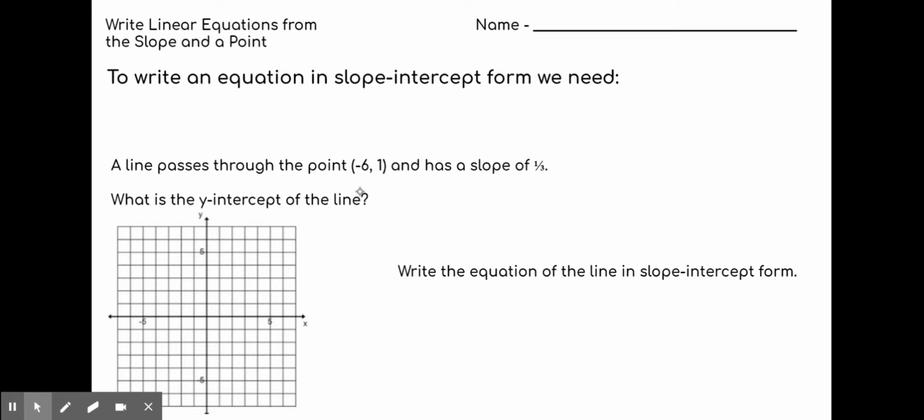Okay, so we learned how to write linear equations if we are given a graph, if we are given a table, or if we are given a situation. Today, we're going to learn how to write linear equations if we're given a slope and any point on the line, not necessarily the y-intercept, but any other point. So we're going to learn how to write equations from a slope and a point.